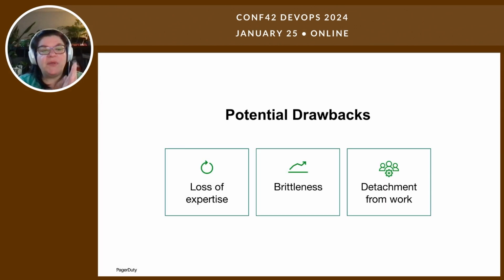So there are some potential drawbacks to automating too much stuff. And I don't say too much, but you kind of get to a point where things are more comfortable. One thing to look out for is loss of expertise, because you're not going to be able to completely replace everybody with automation, but you don't want to get to a point where folks don't know what's going on.